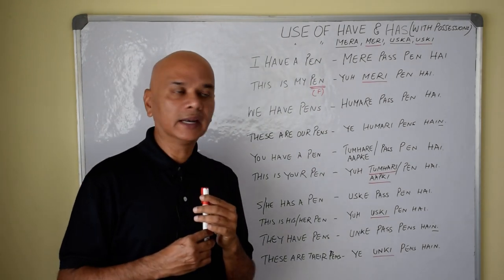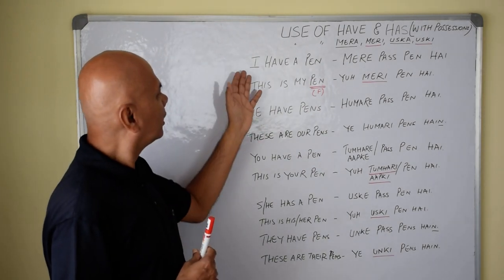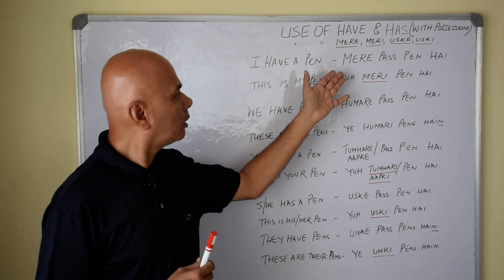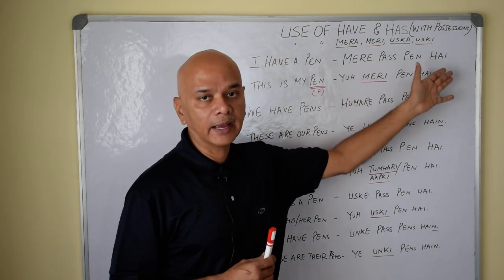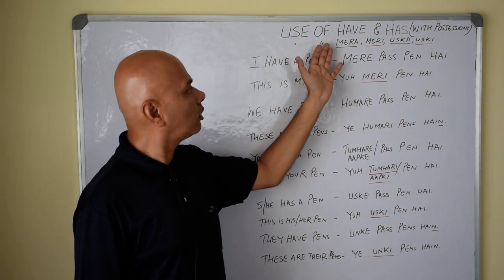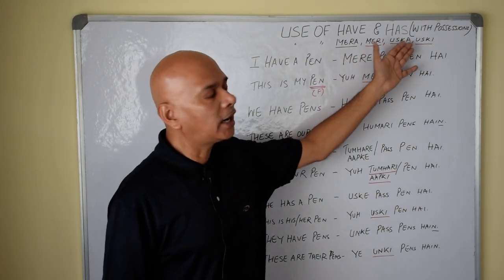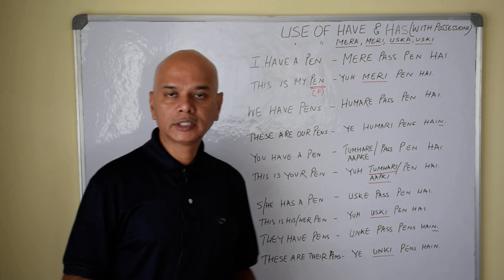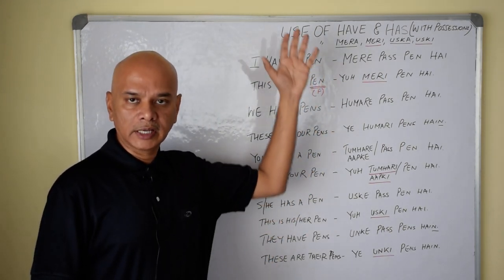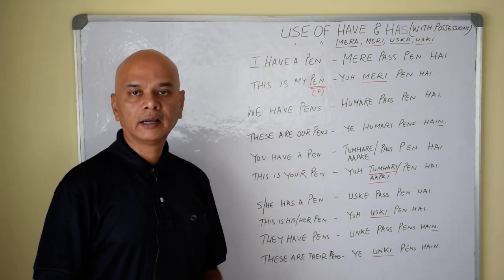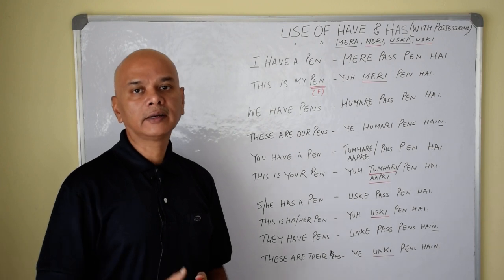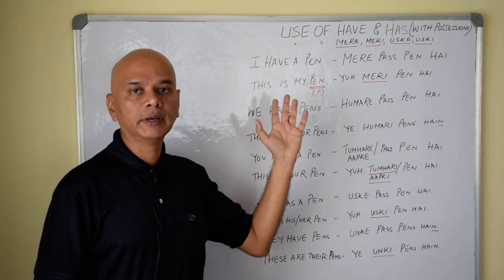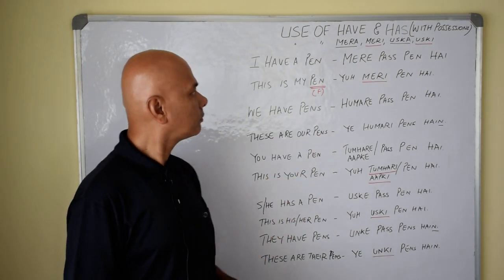I have a pen. I have a pen in English means mere paas pen hai. So we are learning the use of mera, meri, uska, uski. All of these words are normally confused. So this class will help you to clearly understand how to make use of those words.